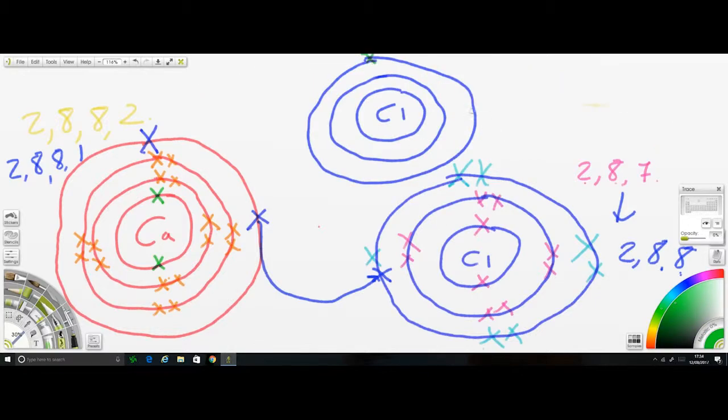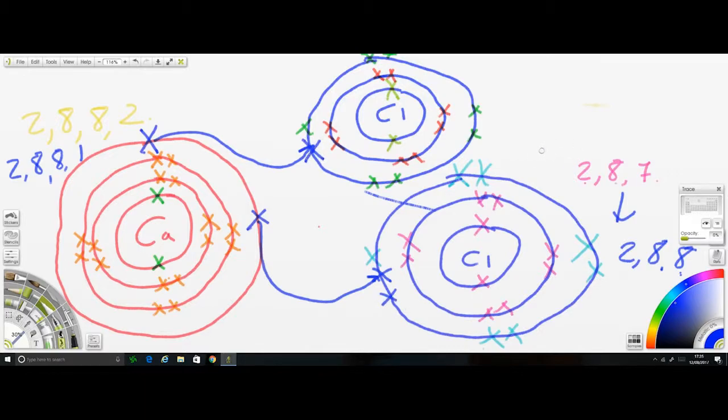Do 1, 2, 3, 4, then pair them up, 5, 6, 7. I know the inside ring can have a maximum of 2, so I'm going to put 2 in there: 1, 2. And the next one is going to have 8, so that's 1, 2, 3, 4, then pair them up, 5, 6, 7, 8. I feel like a gym instructor. So now this electron here is going to move into the other chlorine, right? So this one's going to be here, and so I've got one here and one here.